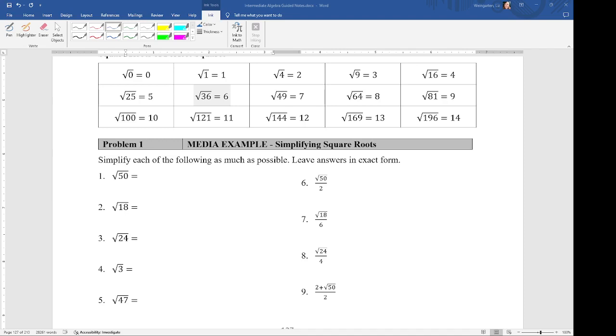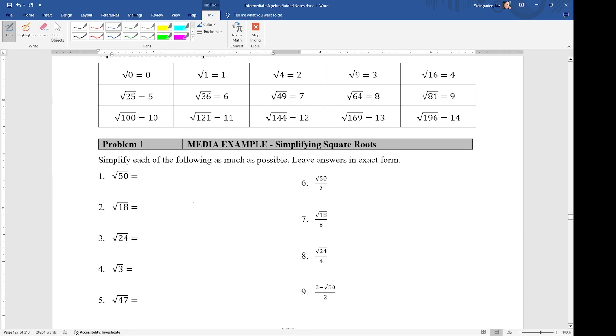We're going to begin this lesson by trying to simplify each of these radicals as much as we possibly can and leaving our answers in exact form. To do this, we want to use the perfect squares that we see above and try to factor out numbers such as these perfect squares. Let's take a look at number 1.